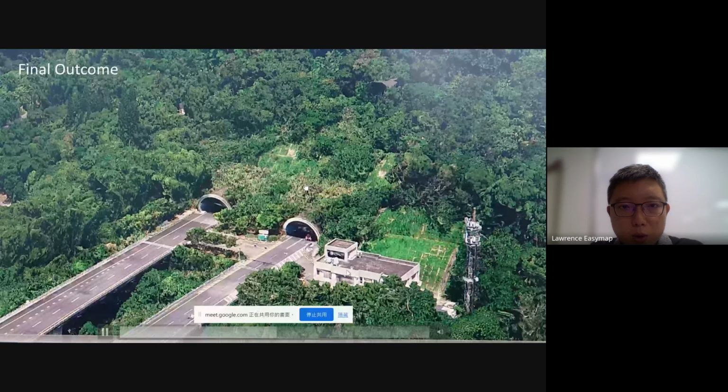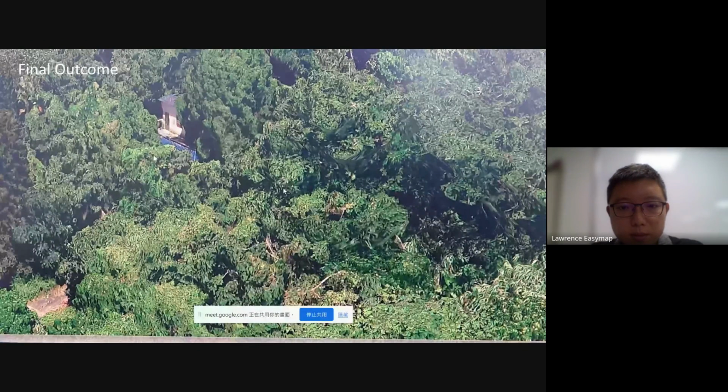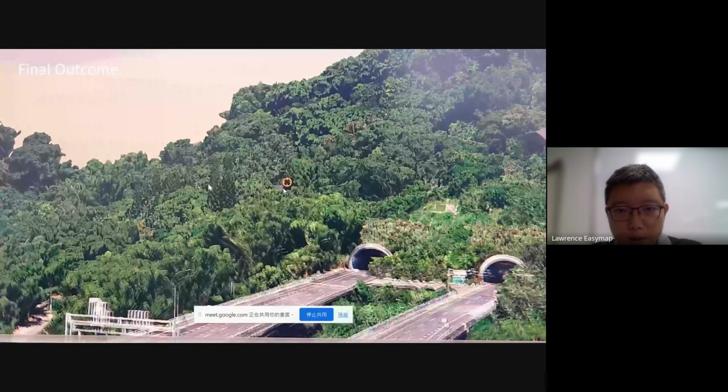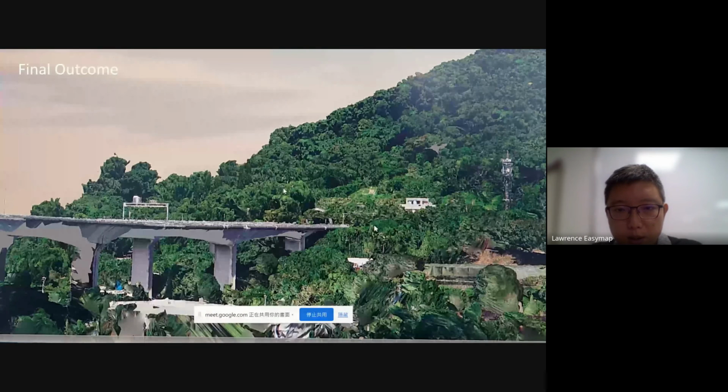And here I want to show you that from a very decent 3D model, I can even find a house inside the forest. So you can tell how powerful UAV imagery can be for 3D modeling.